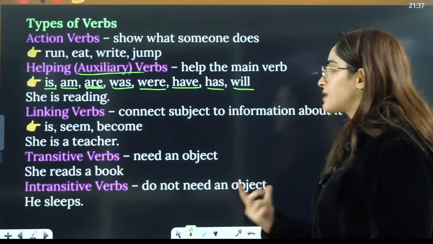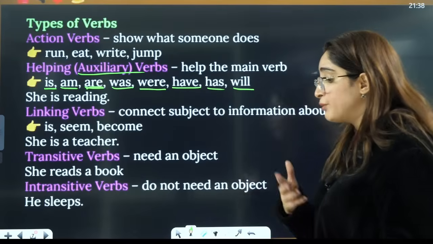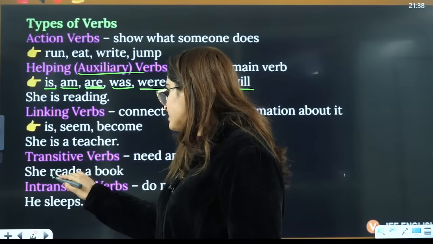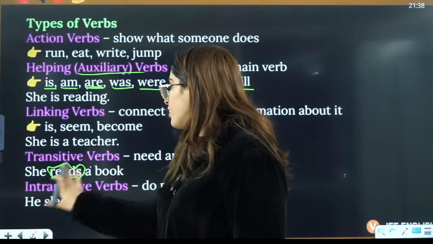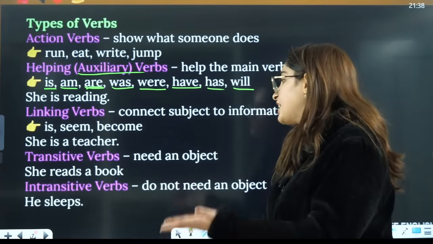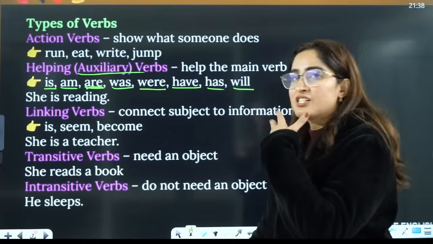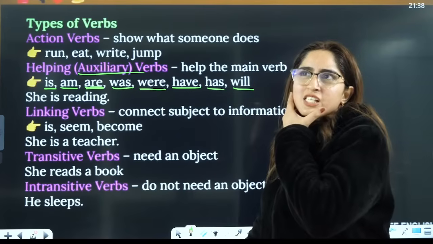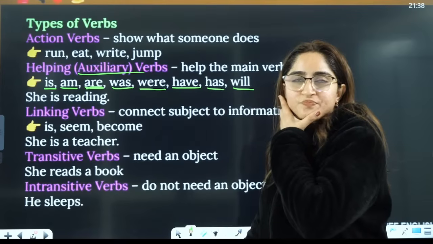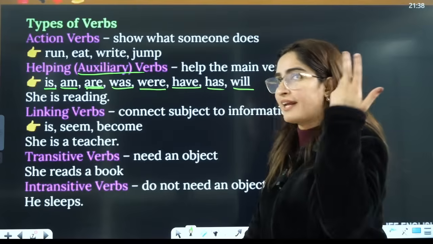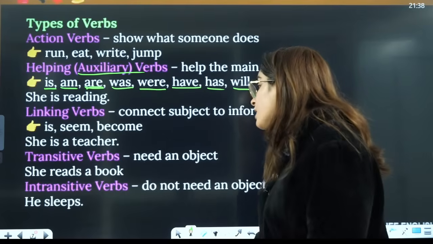She reads a book. I am doing something. She reads a book. Right? So this is the transitive verb. Right? Okay. It needs an object. Yes. She reads a book. What does she do? She reads a book, she teaches, right? That's what she does, right?